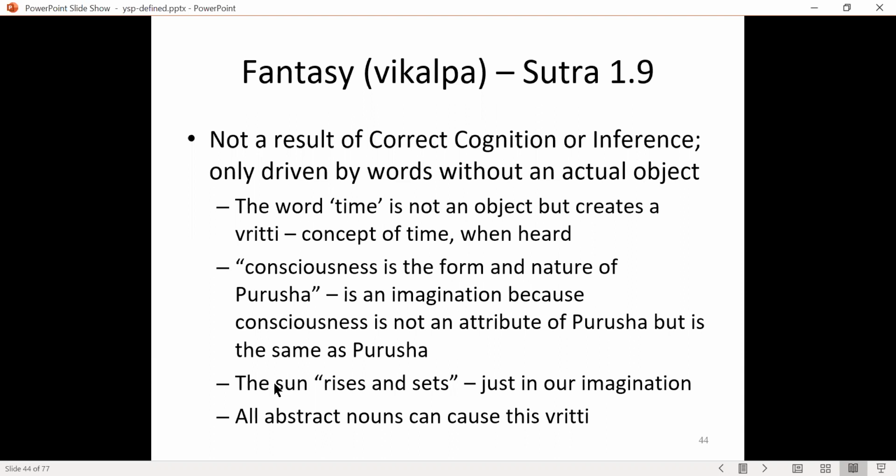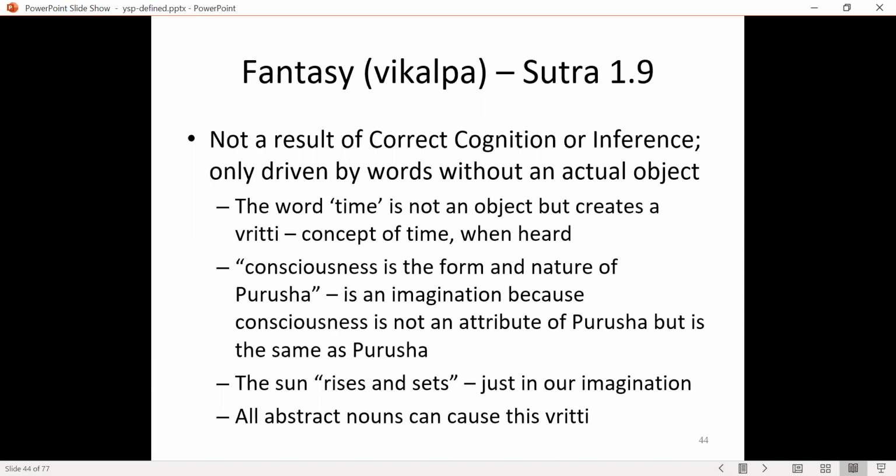We have another concept. I'm just giving simple examples. Sun rises and sets. It's just our imagination. Sun is not rising or setting. It's there all the time. The movements make it look like that.